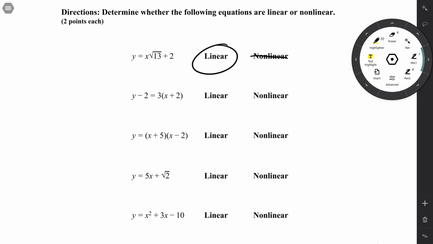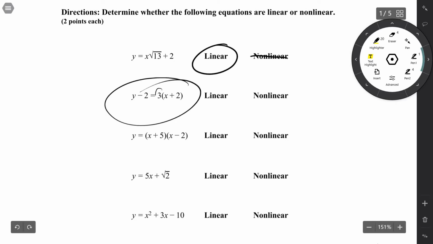Next one here. There's a lot of extra information in this. We know that the slope is 3, that the point that it crosses through is -2, 2. But that's all kind of irrelevant. We don't even need to worry about that. We're just looking for linear or nonlinear. This one is linear. There's no power or anything like that above that x.